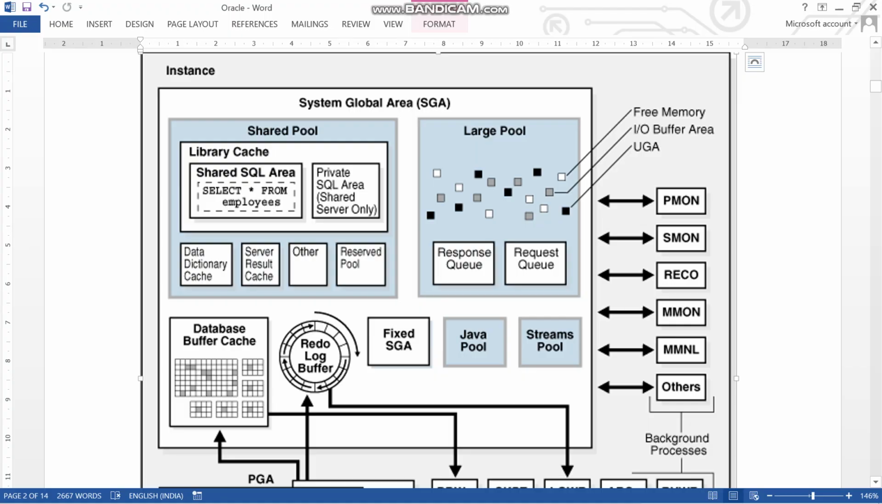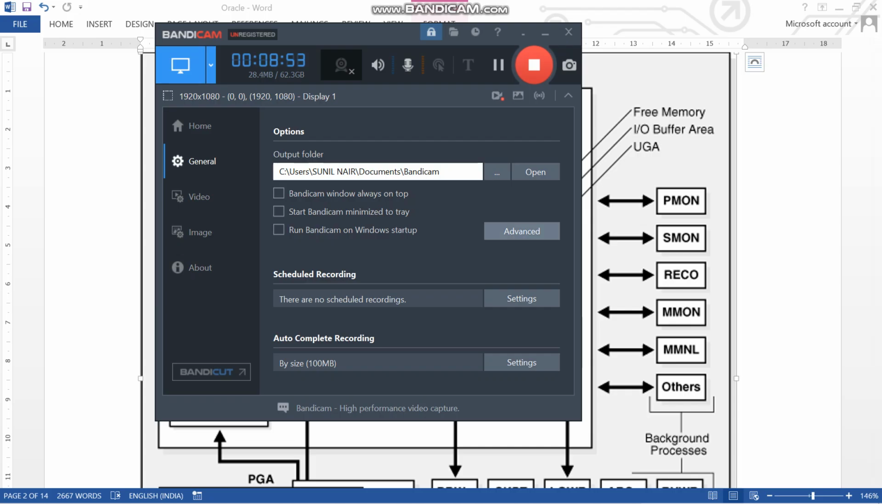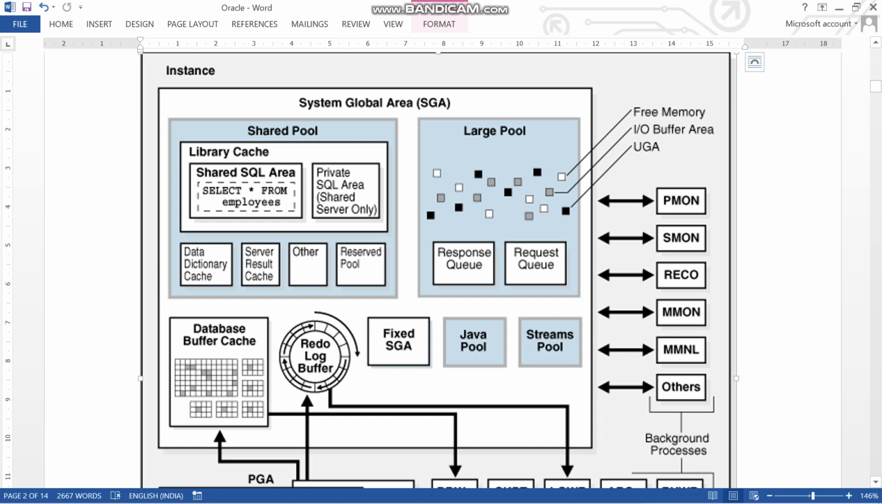So they said, let's create one architecture, or one format. I have given it the name format. In that format we will design the log files, large pool, Java pool, stream pool, the SQL area, shared area, pmon, smon, mmon, database buffers, SGA, Java pool, stream pool, SGA system global area, PGA. Like this we will create something.